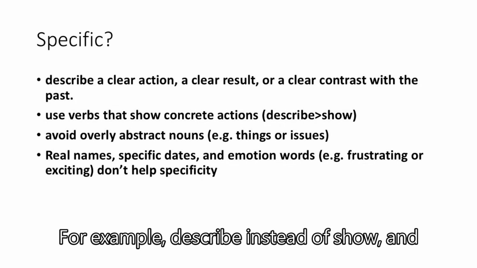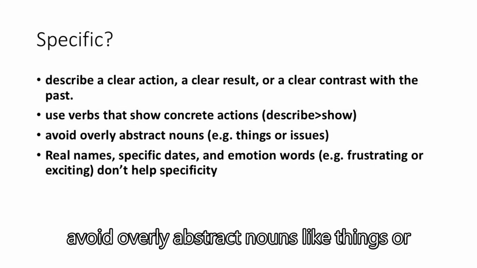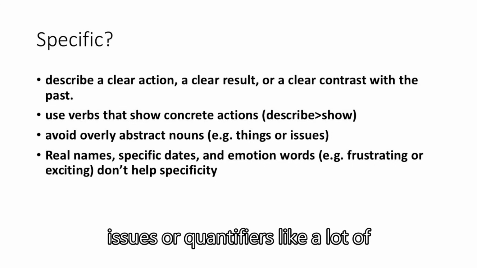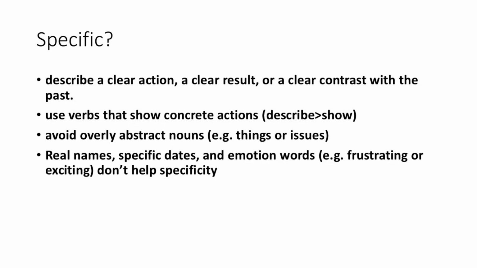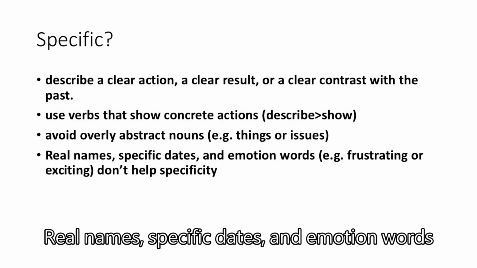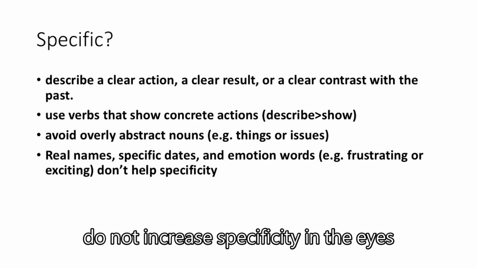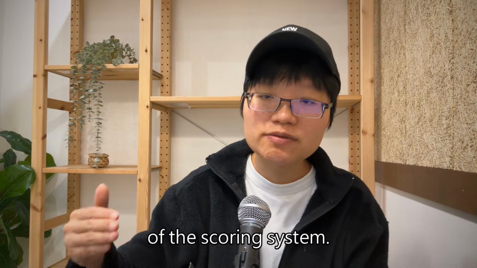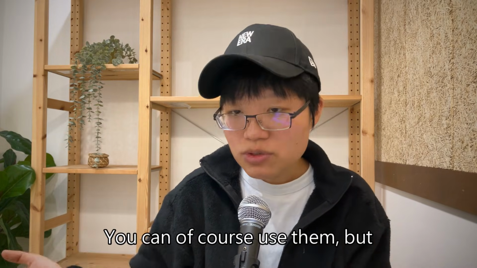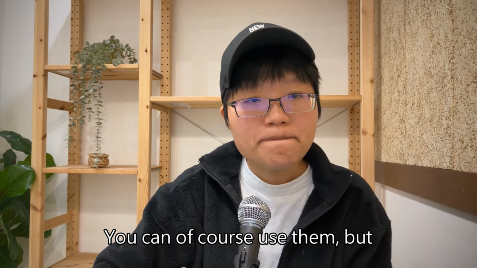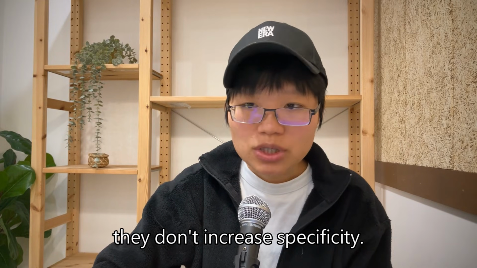For example, use describe instead of show, and avoid overly abstract nouns like things or issues, or quantifiers like a lot of. Real names, specific dates, and emotion words such as frustrating, exciting, amazing usually do not increase specificity in the eyes of the scoring system. You can, of course, use them, but they don't increase specificity.